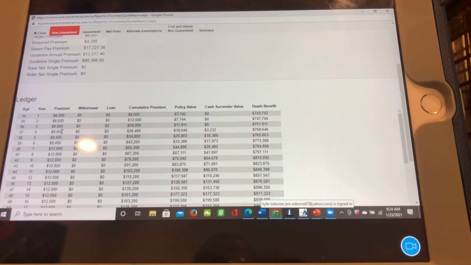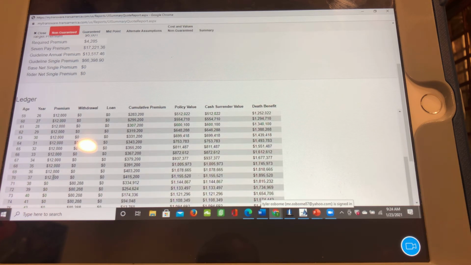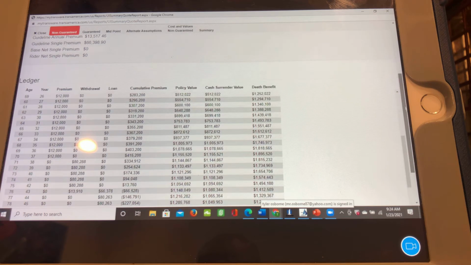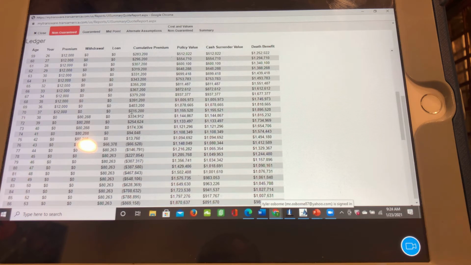Mm-hmm. And then you see here, we started putting in more, 700, and then we got to 1,000 in the 7th year. And we keep putting that same 1,000 in until the age of 70. You guys see that? So I end up putting in 415,000 at 70, that's the total amount that I put in. Cumulative premium. You guys see that cumulative premium? And right here, 415,000. That's what I put in over this 37-year period. My account though has 1.1 million in it.